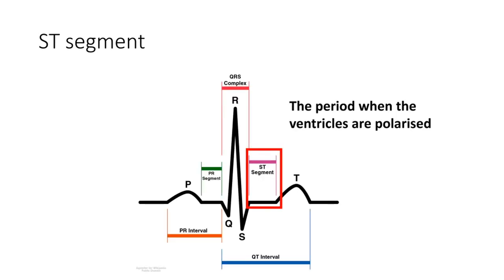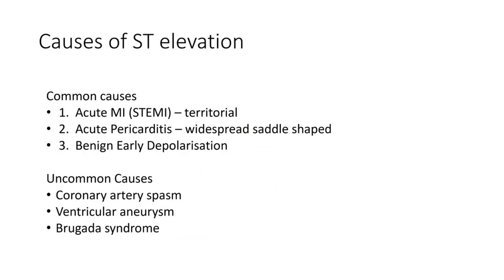Okay, so the ST segment. That's the period when the ventricles are polarized. And we really are bothered about when there's ST elevation. Common causes of ST elevation are, number one, that springs to everyone's mind, acute myocardial infarction. And that would show a ST elevation in a specific territory of the heart, like we spoke about before.